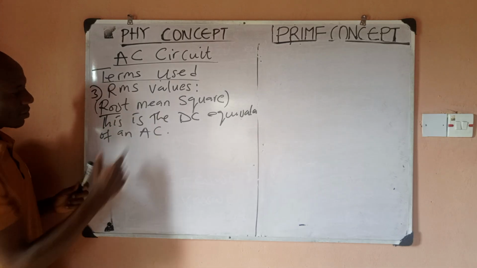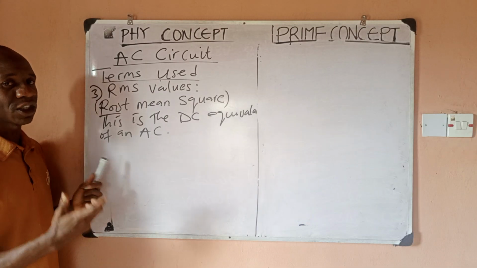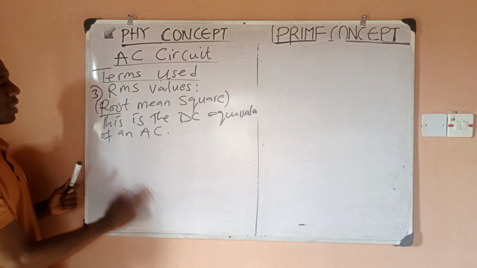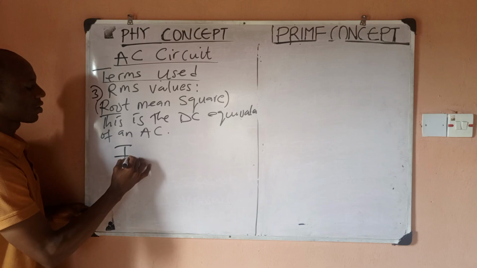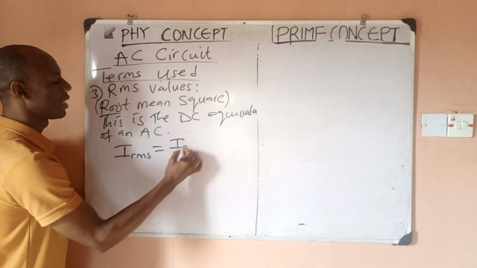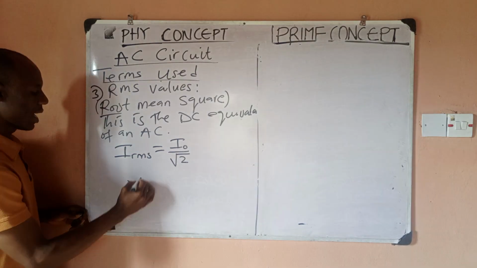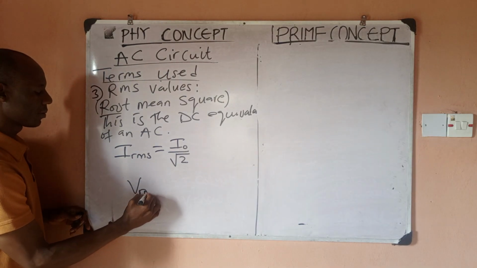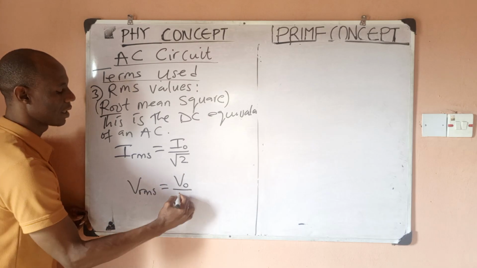Now watch. RMS value of voltage and current has formulas, relationships, which can always be derived, but I won't be deriving here. Now we have RMS current is given by the relationship I naught over root 2. And then we'll also have RMS voltage is given by the relationship V naught over root 2.